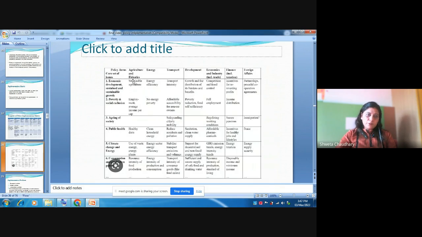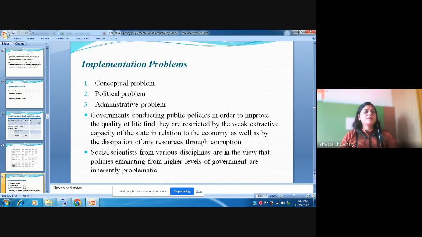If you have to look at economic development or the public health, then how these are dependent on transport, what the energy consumption of these types of policies is, how foreign affairs are affecting poverty or economic development or climate change, what the impacts of these are on these policy areas. This is all about the policy implementation metrics.